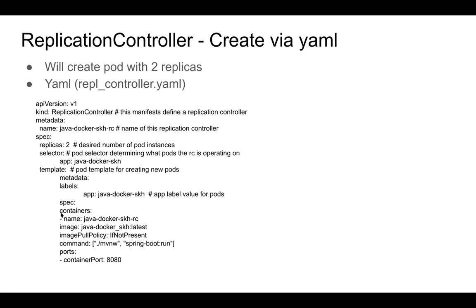Then you have spec, there should be indentation, so forgive the wrong formatting here. Under spec, you have containers. It's the same, the name is this, image is this. Image pull policy is not present, and I'm opening port 8080 here, and this is the command. We have been using this in the pod for quite a long time. So let's try to run this.